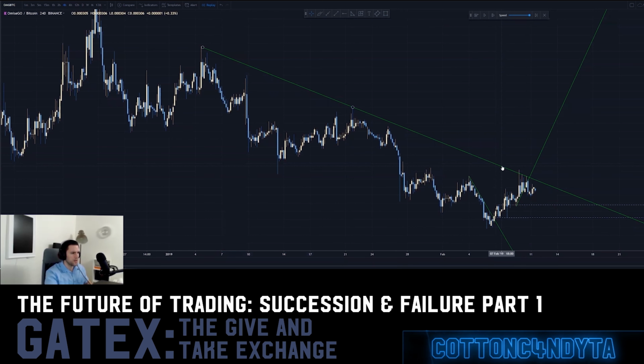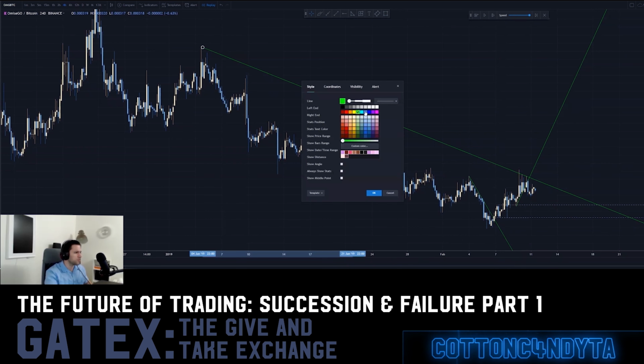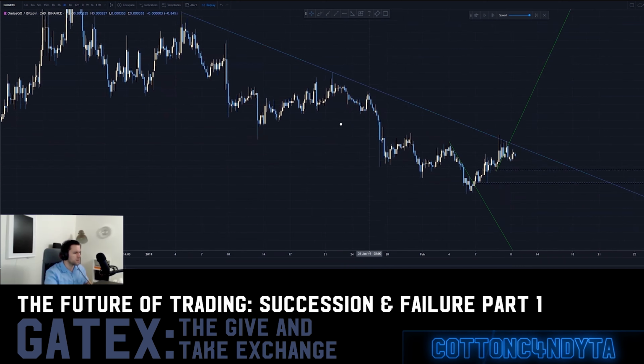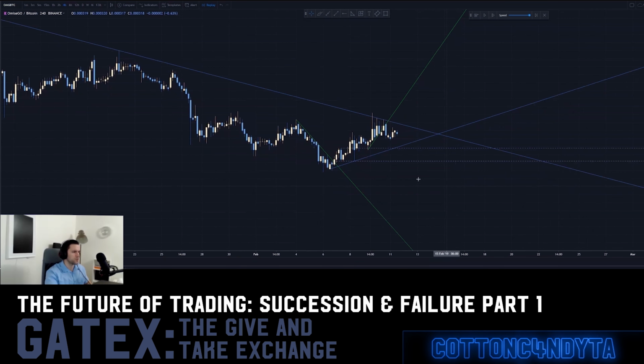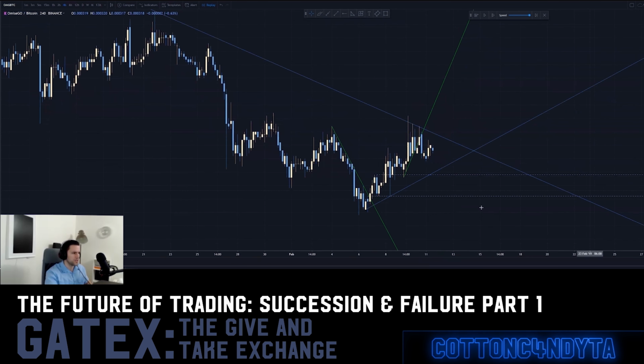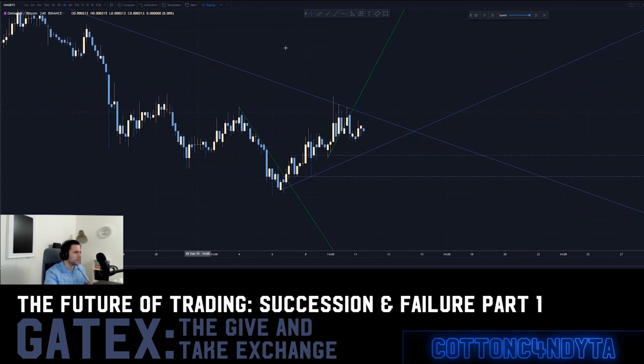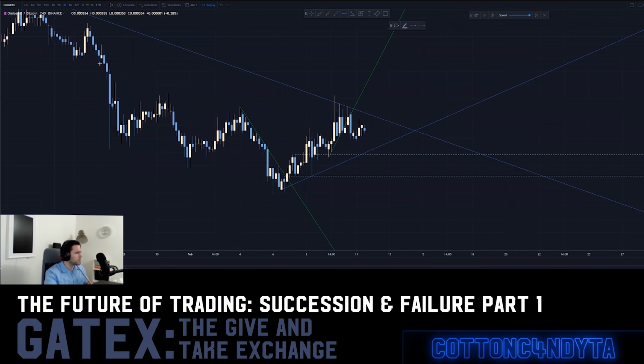So we can create this one here, and then just call this blue, like that. And then we can draw another one from this point to this point. So you can see that both of these levels are trying to do the same thing. They are both trying to lead for succession and failure as to one side of this on the 4 hour has attacked the break level, right?